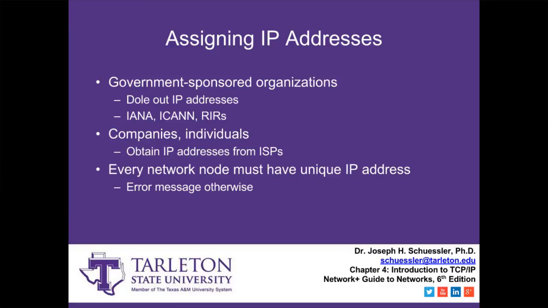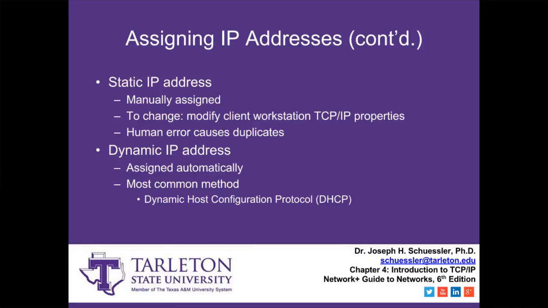Every network node has to have a unique IP address. So on a particular segment, if you've got the same IP address as somebody else, there's going to be a communication problem. You're not going to get all the packets that are addressed to you. They're not going to get all the packets that are addressed to them. It's going to be a problem for those computers. So every node has to have a unique IP address.